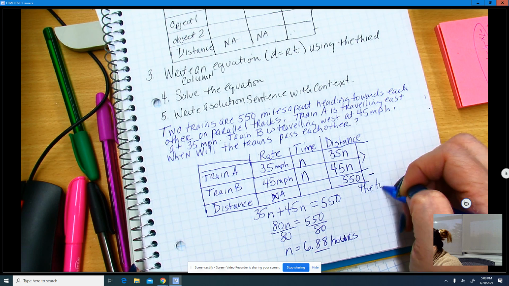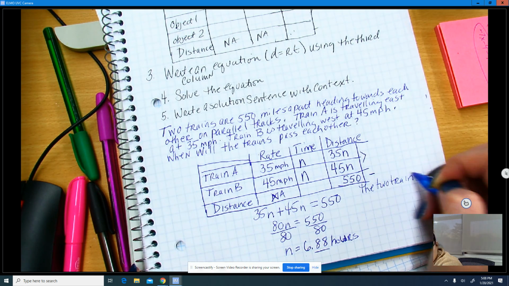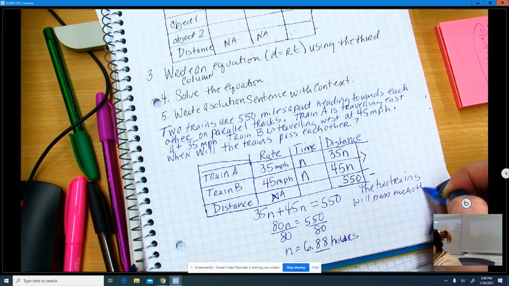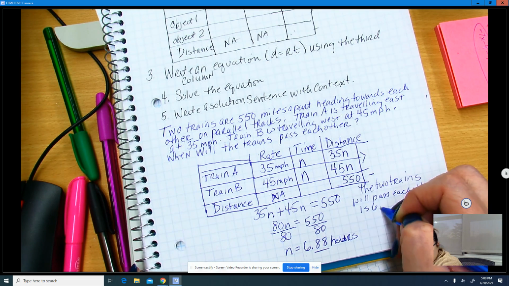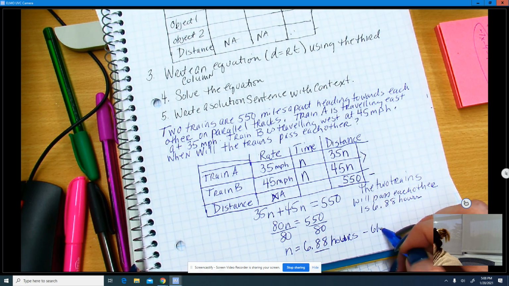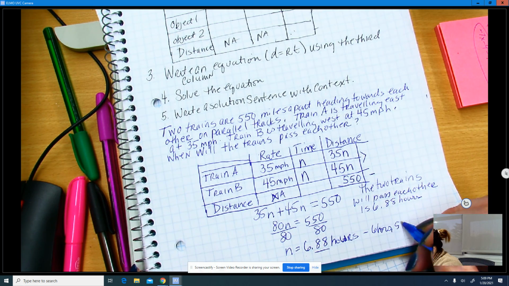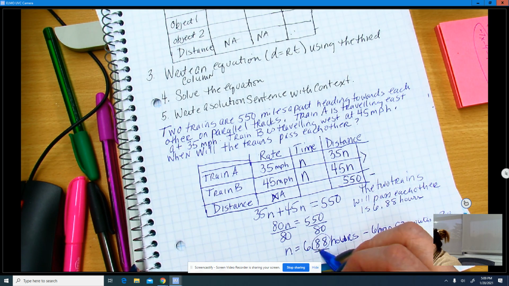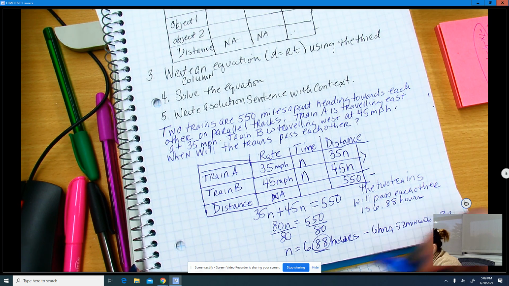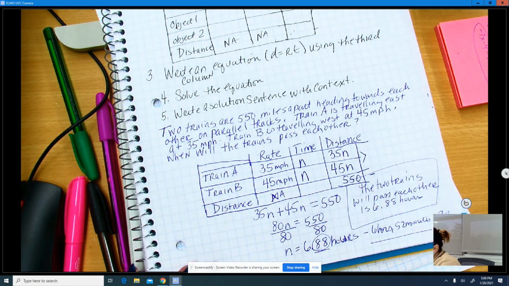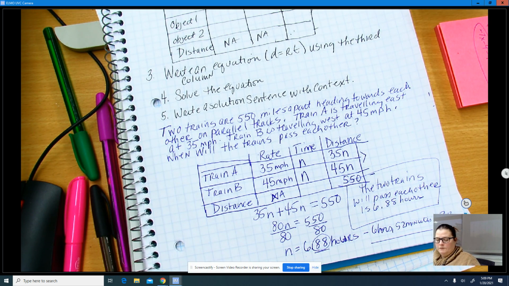So the two trains will pass each other in 6.88 hours. And if we did find out the exact time, it would be 6 hours, 52 minutes, and 30 seconds. And that would be me taking 0.88 of 60 because there's 60 minutes in an hour. This is sufficient. And that's how you do uniform motion of two objects.